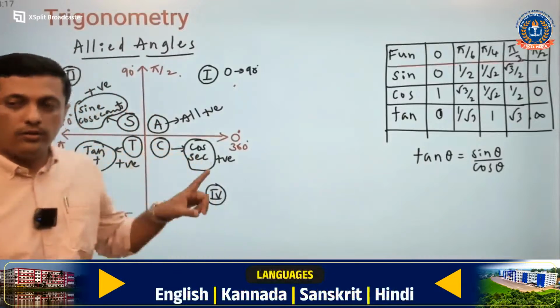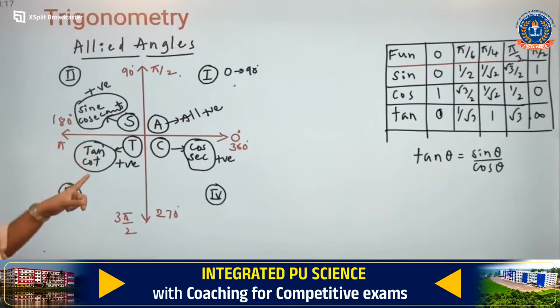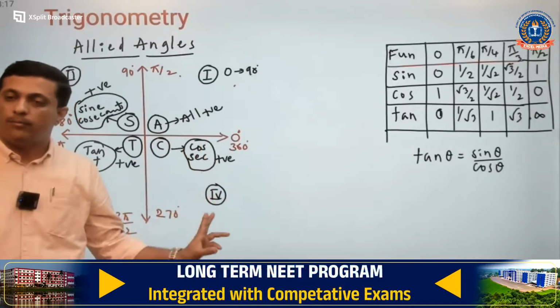ನೋಡ್ರಿ, first quadrant to all trigonometric functions are positive. Second quadrant to sin and cosecant are positive. Third quadrant to tan and cot are positive. And the fourth quadrant to cos and secant are positive.